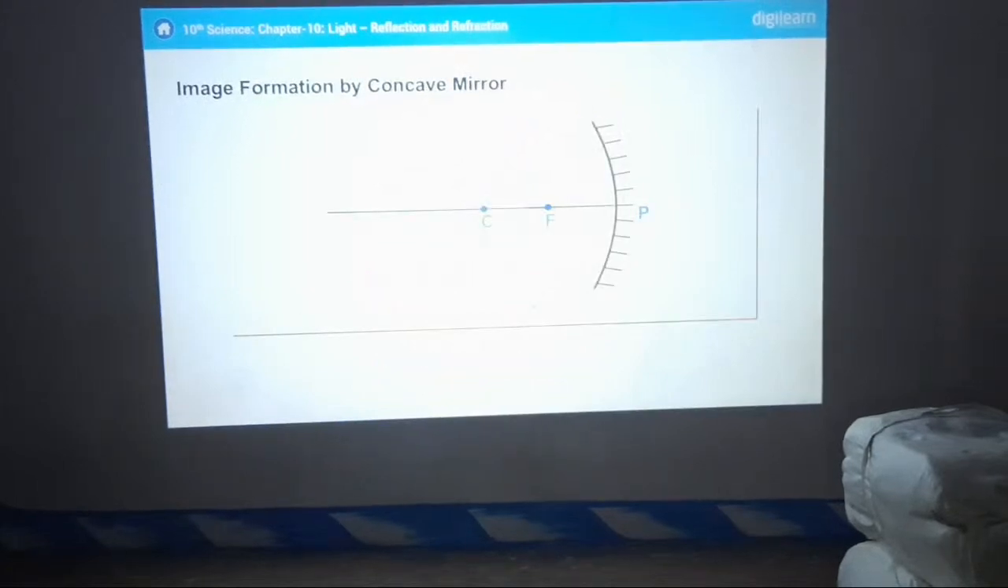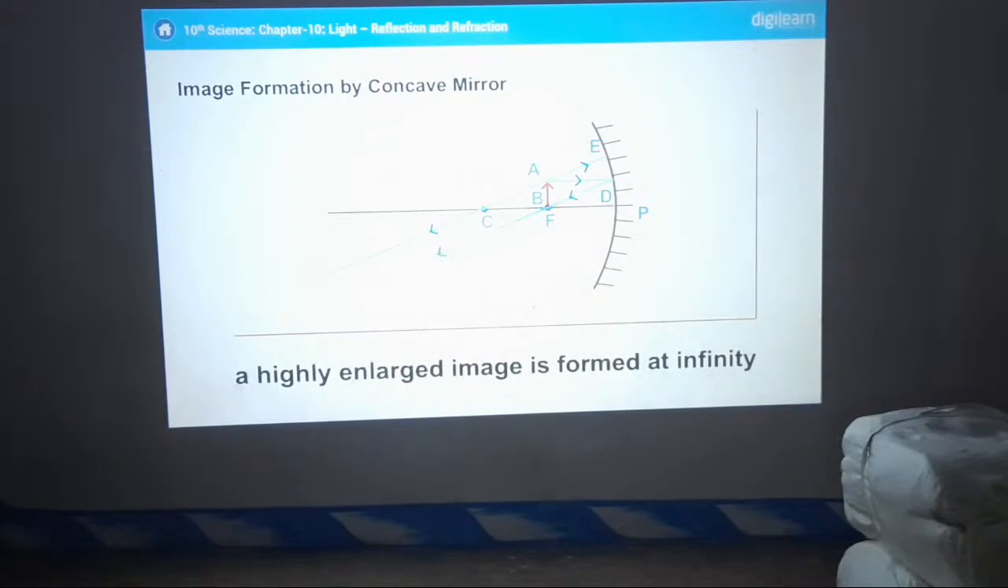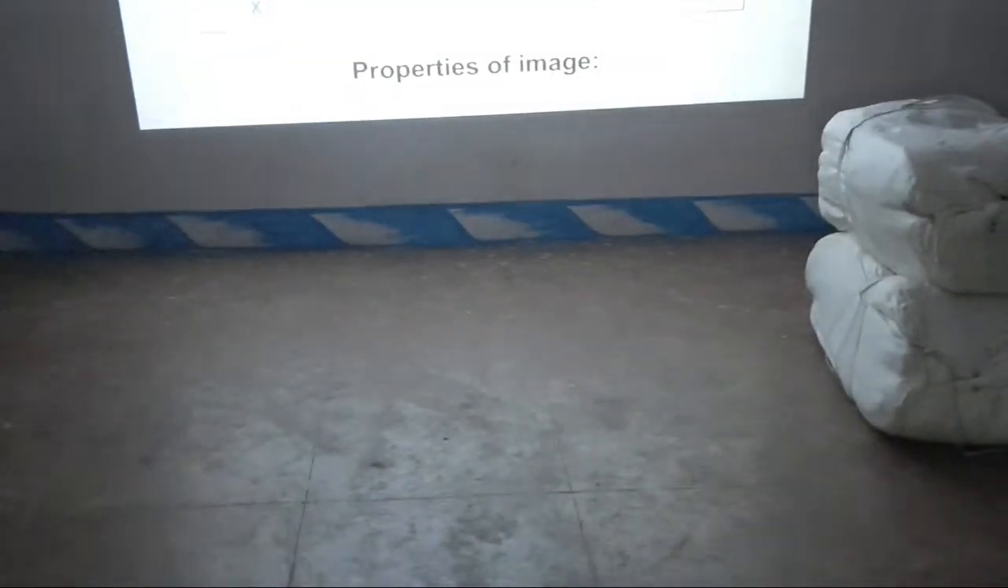Object at principal focus F. When the object is placed at principal focus F of a concave mirror, a highly enlarged image is formed at infinity. Properties of image: highly enlarged, real and inverted.